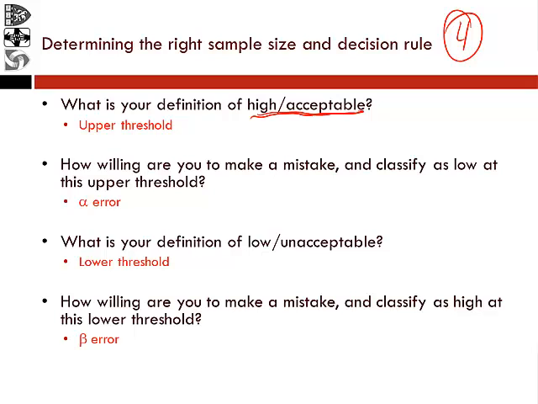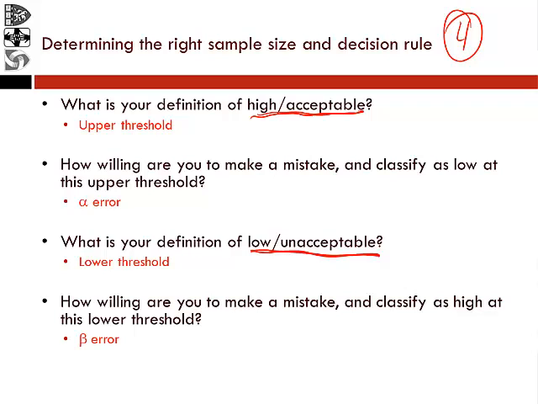On the flip side, I also need to know what is your definition of low or unacceptable? At what level of bed net coverage are you going to be really concerned? Where are you going to worry that you did not have good enough bed net coverage in your population? So what is your definition of high and what is your definition of low?